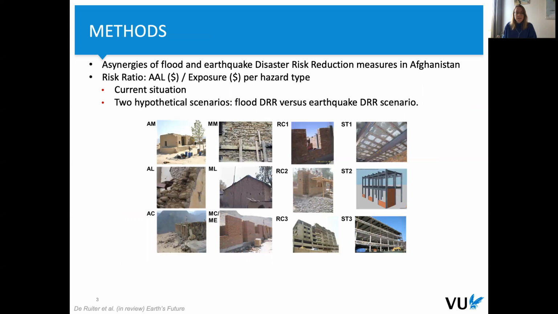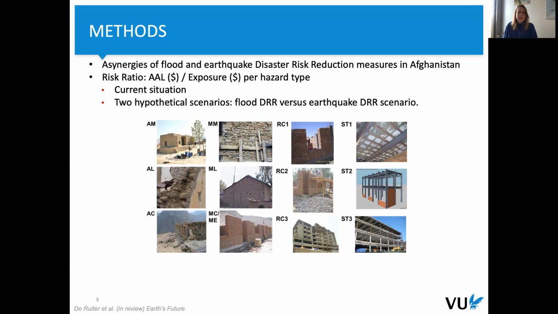We studied this concept of DRR asynergies in a case study of Afghanistan, where we assessed the impacts of asynergies between flood and earthquake DRR measures per district. Due to the ongoing conflict, there's only limited data available for the country. Therefore, in this study, we used data collected by the World Bank for their 2017 Afghanistan multi-risk assessment. The data included information on all types of residential buildings and their material types. Examples of those are shown here in the picture.